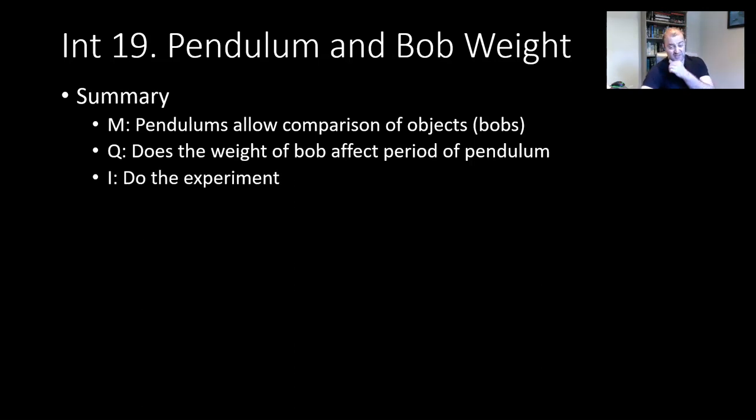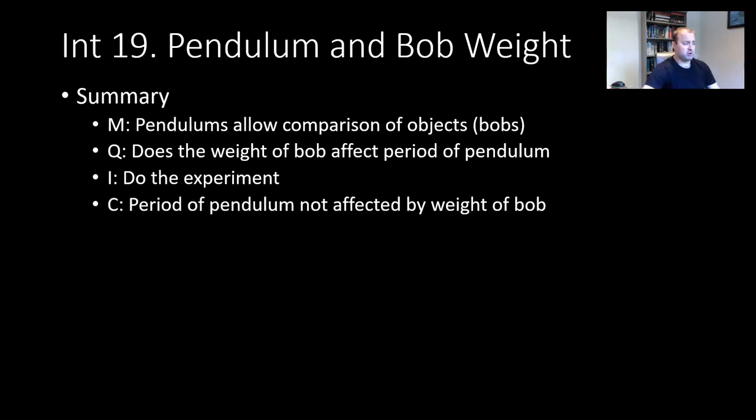Basically, the investigation portion is to just do this experiment, and the conclusion you come to at the end of it is that the period of the pendulum is not affected by the weight of the bob. Now, in the process of doing the experiment, it's noted that we need to minimize friction, or at least make sure it's the same in each case, and this is done essentially by making sure that the bobs have the same size.